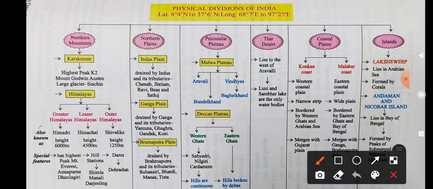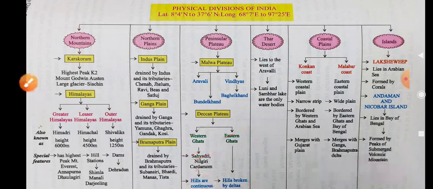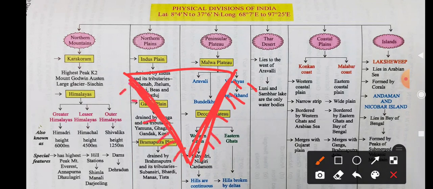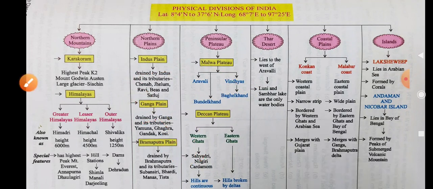In the map section I already explained all the things, you only have to remember the names. In the Deccan plateau you can also see the Western Ghat and Eastern Ghat. In the Western Ghat there are Sahyadri, Nilgiri and Cardamom hills. In the Eastern Ghat there are hills broken into deltas. So this triangular part is the Deccan plateau, with the Western Ghat and Eastern Ghat, because after that the plain starts. So this is the highland, which is why it is a mountain-like structure. This is called the Eastern and Western Ghats.